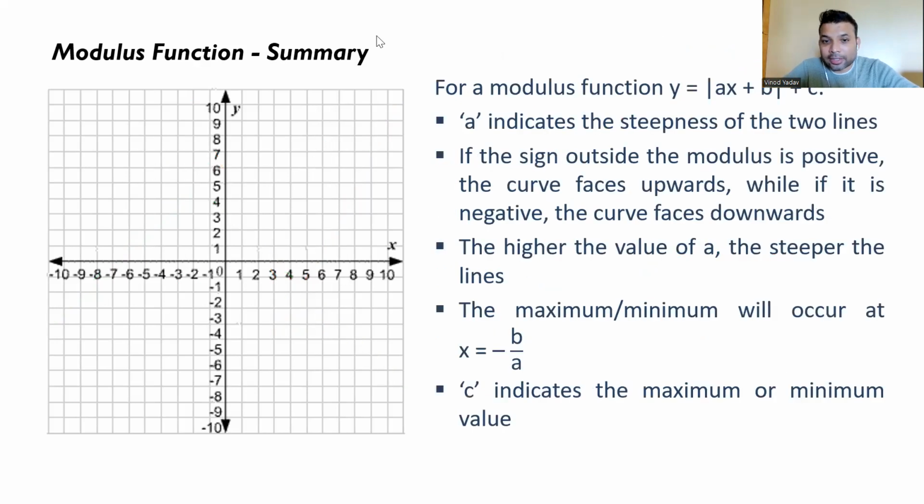Okay. This is the final summary now. Whatever we studied till now in this case: A, that is the coefficient of X, indicates the steepness. Remember? Clear? If the sign outside the modulus is positive, it is upward V. The curve faces upwards, while if it is negative, the curve faces downwards. Something similar to our parabola in quadratic we had studied, right? Higher the value of A, steeper the lines. Lower the value, flatter. The maximum or minimum will occur when you equate this to 0. That is how you get this. And the value of Y at that point is C, right? Clear?